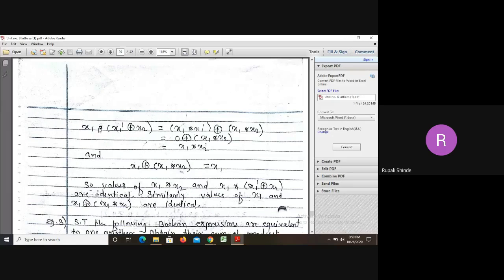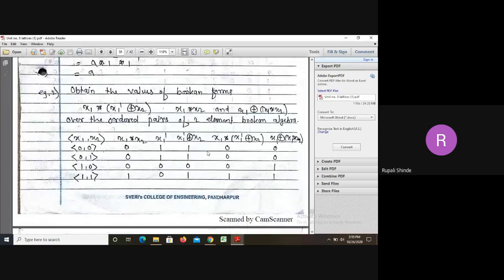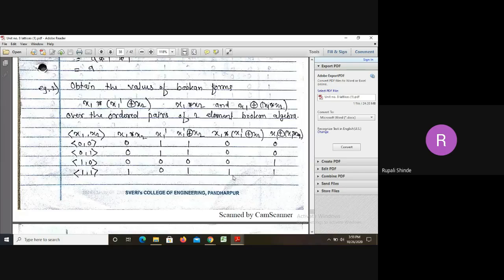So before that, again, these two terms are identical. That is x1 star, x1 complement XOR x2. This is identical to x1 star x2. Check here, x1 star x2 is 0 0 0 1, and this is identical with x1 star, x1 complement XOR x2. Why? Because values of these two columns are same, that is 0 0 0 1. So we can prove this by solving this expression also.